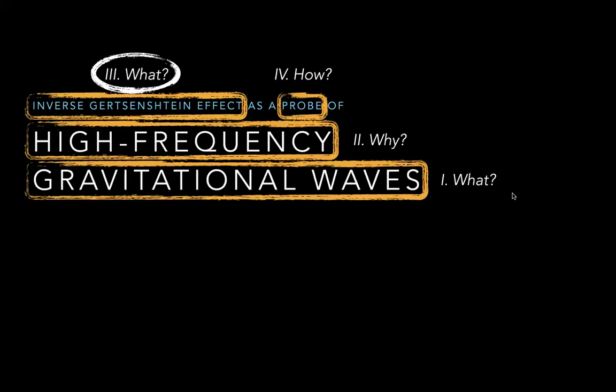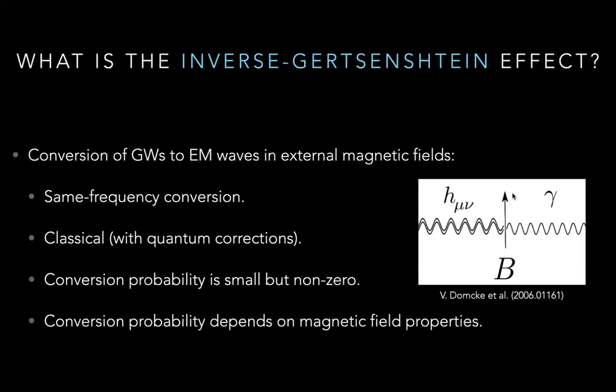All right, and then the third part is the Gertsenshtein effect, or its inverse. So the Gertsenshtein effect describes the conversion between gravitational and electromagnetic waves. It is an entirely classical phenomenon, and the conversion happens at the same frequency. So a terahertz wave would convert from one side to another, still keeping the frequency of terahertz, for example. And it's classical, but with quantum corrections. But to the leading order, you can treat it as a classical event.